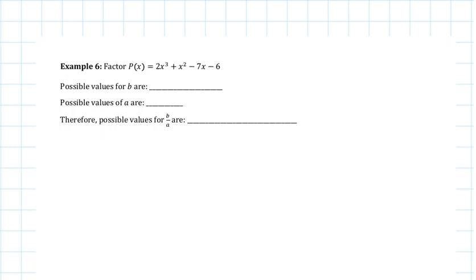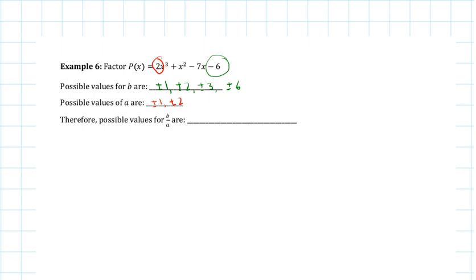So factor p of x equals 2x cubed plus x squared minus 7x minus 6. So first thing, I need to find the factors of the value for b, which are the factors of -6. So that will be plus or minus 1, plus or minus 2, plus or minus 3, plus or minus 6. You see now I have more values. Possible values for a are the factors of 2. So the factors of 2 are plus or minus 1, plus or minus 2.